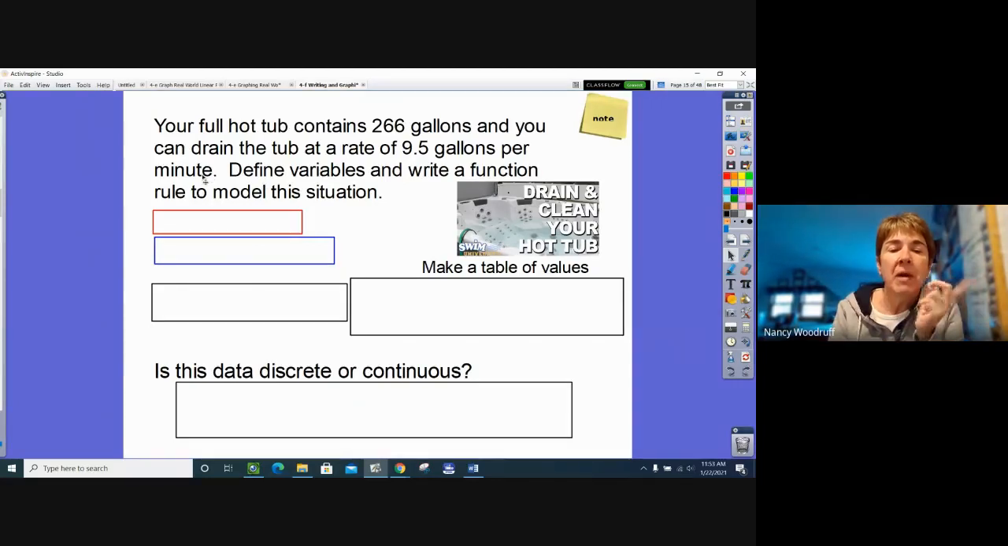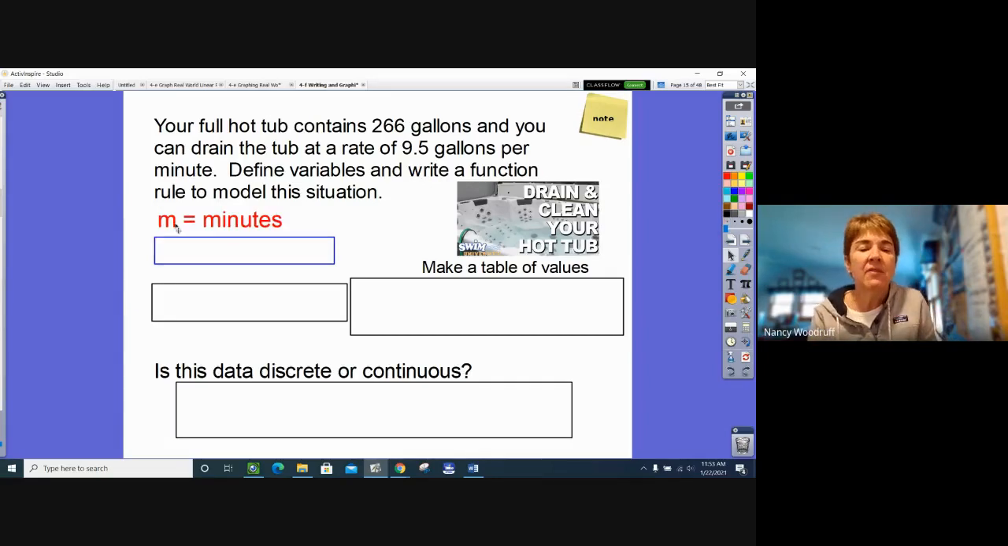As minutes go by, what happens to the water in the tub? And you should be saying it's going down. So what depends on what? Does how many gallons are in the tub depend on how many minutes have gone by? Or does the clock somehow miraculously change based on your hot tub? Well, that's kind of crazy. So it's the minutes. And if time is involved, it's usually your independent variable.